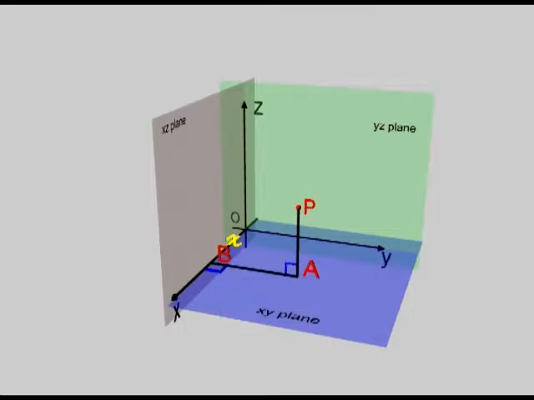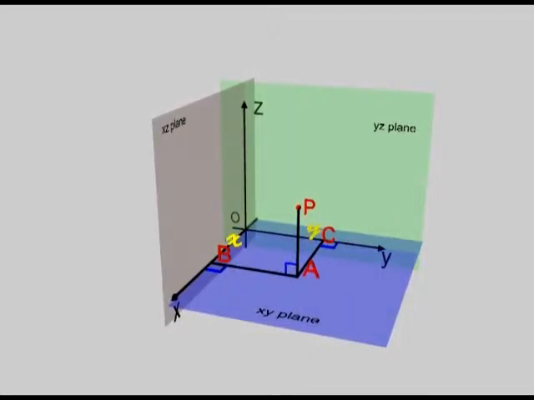To determine the y-coordinate of point P, draw a line from A perpendicular to the y-axis. It meets the y-axis at point C. The length of OC is the y-coordinate of point P.